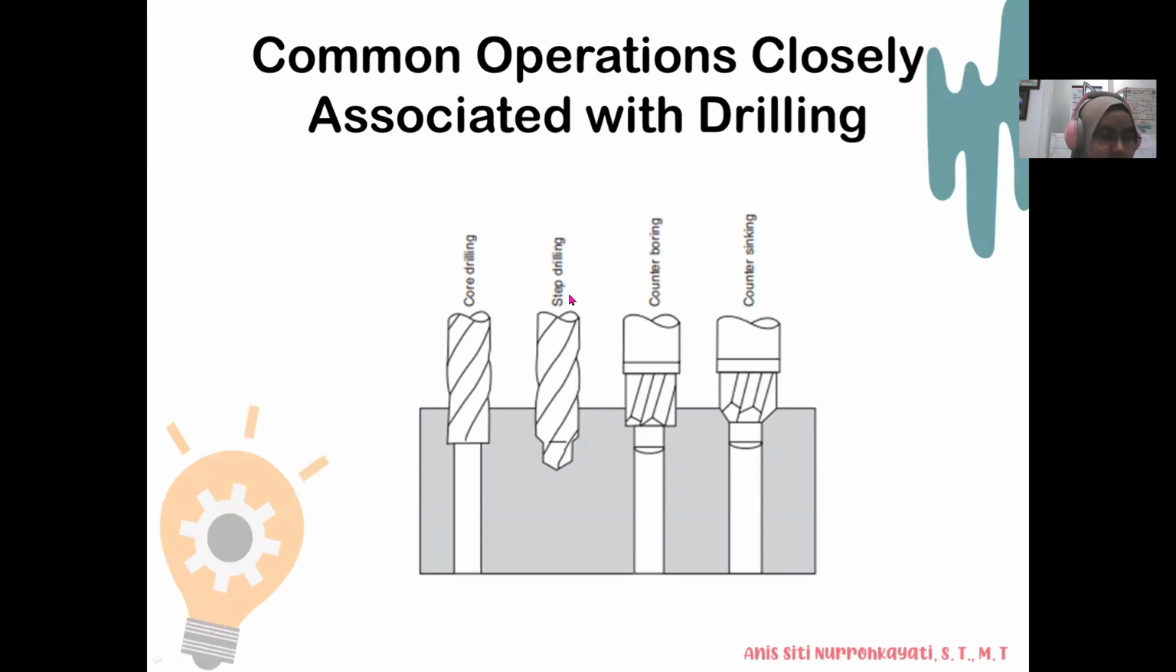Next, the step drilling. In step drilling, more than one diameter can be ground on the drill body, which serves as an extra operation. Then counterboring. In counterboring, often a flat surface is needed around a hole to provide a good seating area for washers and nuts or the head of a bolt. The counterboring tool has a pilot, which ensures that the counterbore is concentric with the hole.